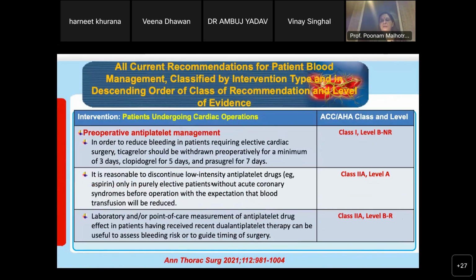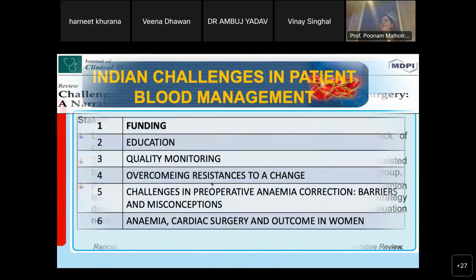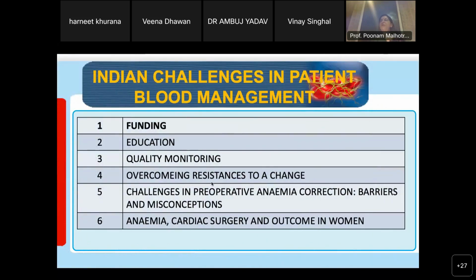So we still have only class 1 or 2A evidence for patient blood management on ECMO, because, as I said, not many guidelines exist. And what are our problems? Our problems in India are these. We have a paucity of funding. There's no awareness of ECMO use. ECMO should be like a stethoscope in every ICU of a hospital, but many people are not aware of it.